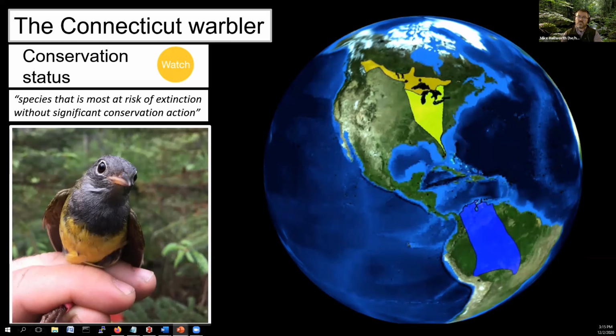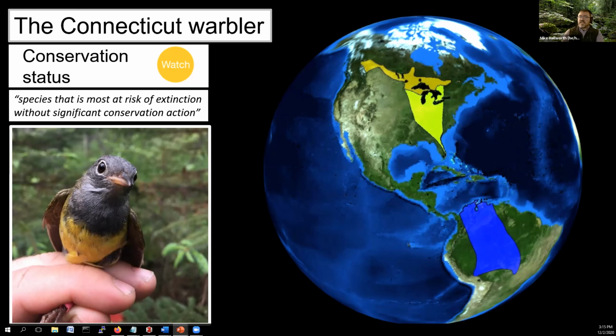Emily McKinnon and colleagues showed a few years ago that they do cross over the Atlantic, similar to blackpoll warblers. And their populations are not doing well. So they're on the watch list. They're a species at most risk of extinction without significant conservation action.